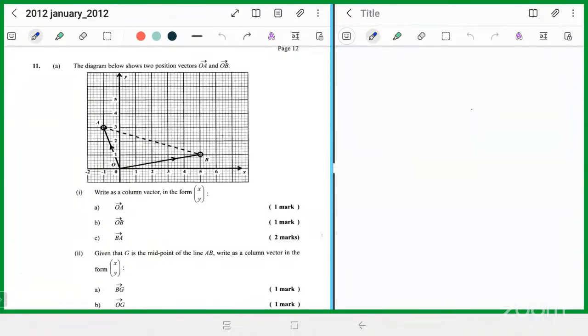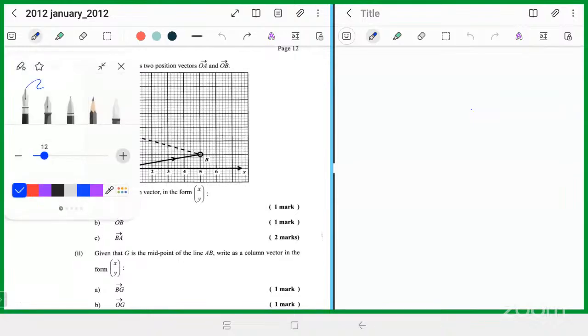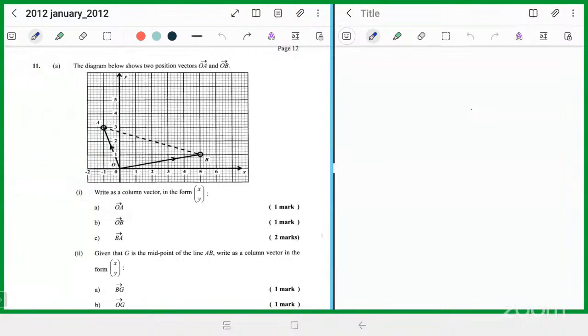Number 11, part A. It's a vectors question, and it gives us two position vectors, OA and OB. We can see them here. This one is the vector OA going this way, and this one is the vector OB going that way. It wants us to write down these two position vectors and the displacement vector.